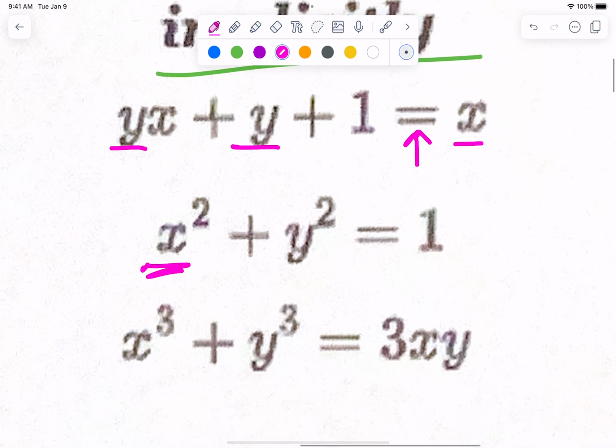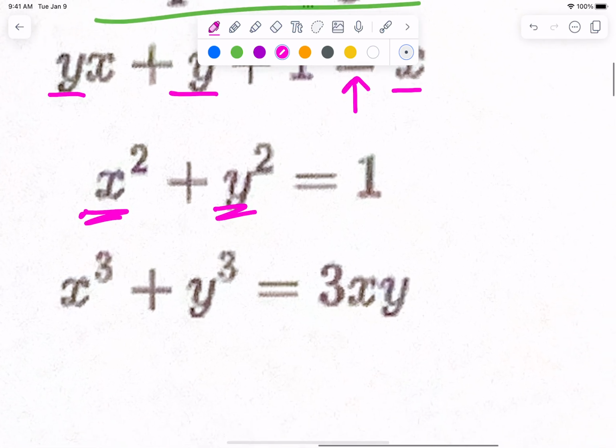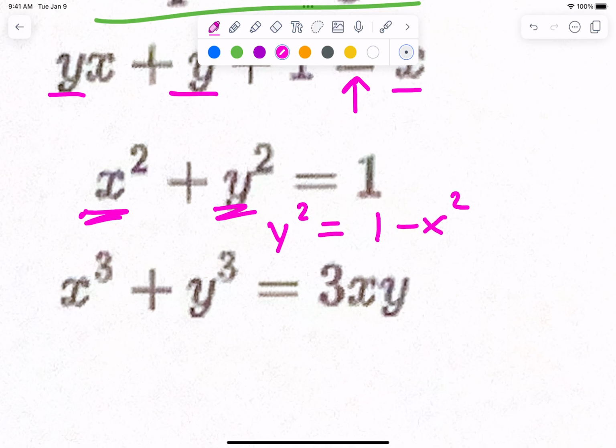This one I have x squared and y squared together, right? And even if I solved for y, I would have y squared equals like 1 minus x squared. But then what do I do with the square, right? Like I would have to do implicit differentiation.